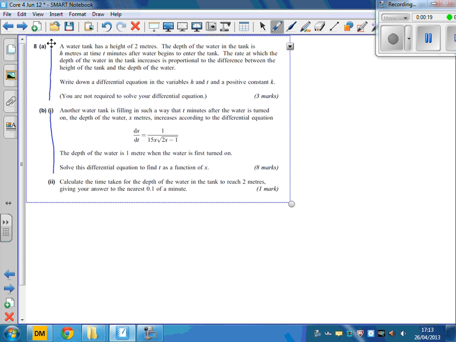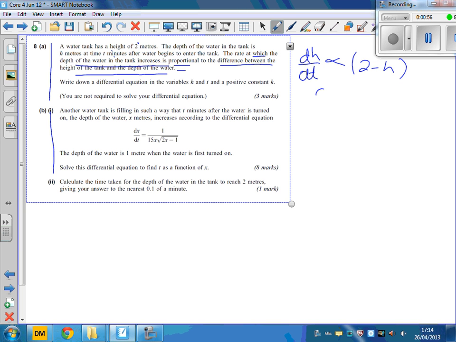It says the rate at which the depth of the water tank increases. You need to know what that means. The rate at which, a rate is a d something by d something. It's a height, and we're going with time, so it's dh by dt. And it says it's proportional to, so I'm going to write a proportional to sign, and there's more words. The difference between the height of the tank and the depth of the water. Well, the height is 2, and so the difference between 2 and the height is 2 take away the height.